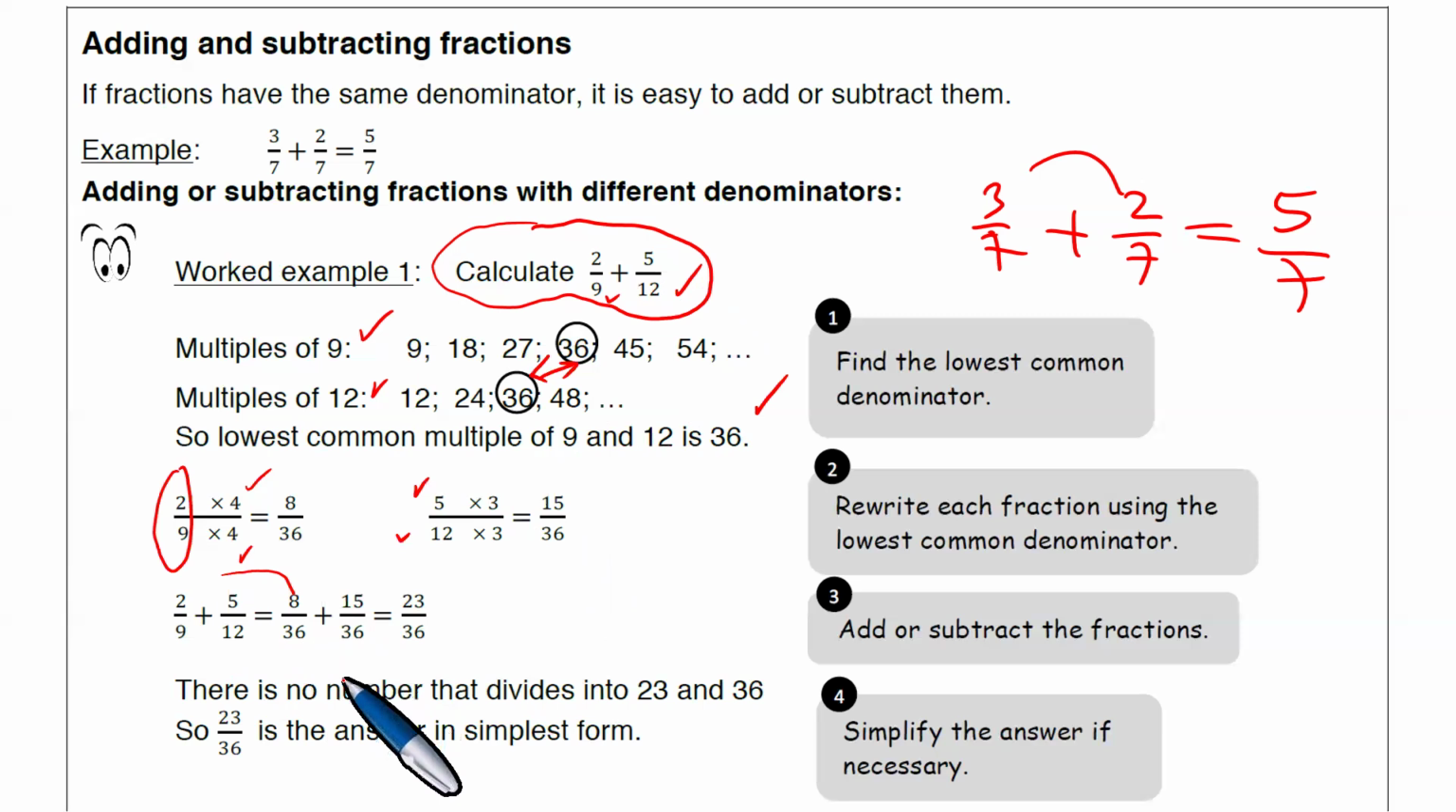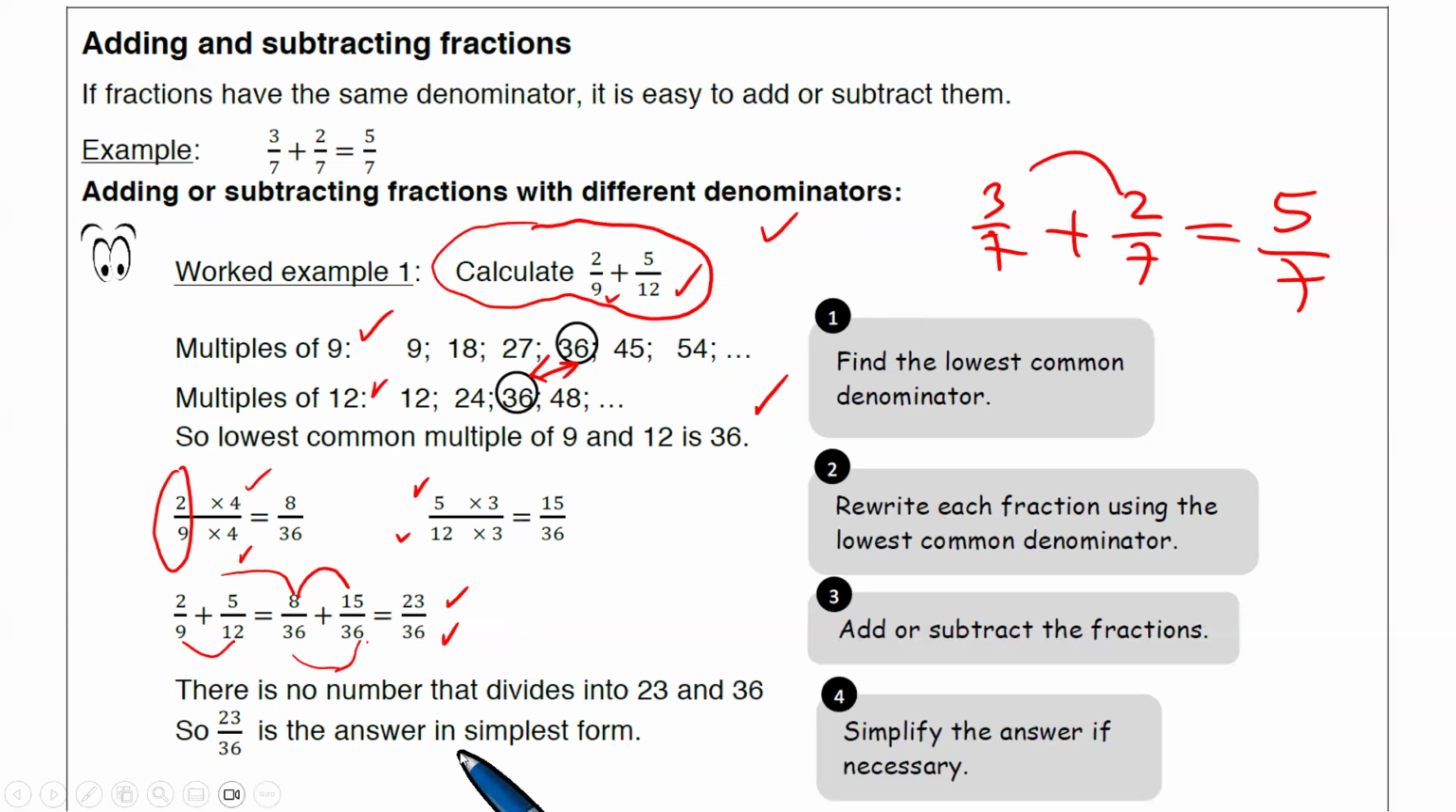8/36 and 15/36. What is 8 plus 15? 23 over 36. Okay, let's continue. So the trick here, in worked example 1, you're adding fractions with different denominators. You try to make the denominators the same. The denominator was 9, and here it was 12. We made both of them 36, and then you added things up, and then you got 23/36.